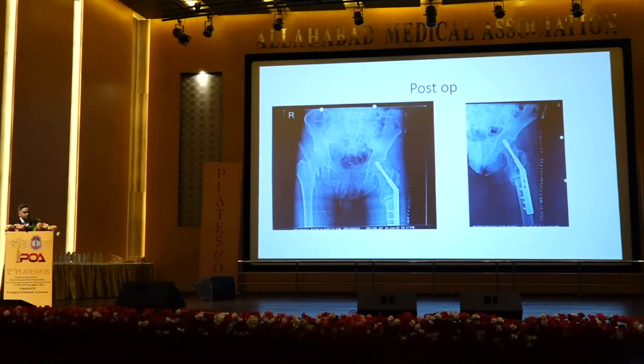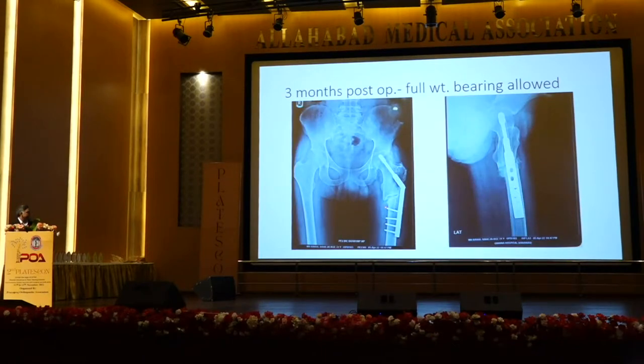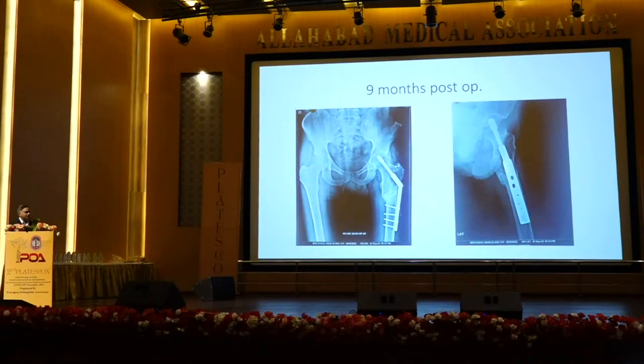So this was the immediate post-op. This was the X-ray at 6 weeks post-op. You can see a little bit of callus here and here, and some callus over here, so the patient was allowed partial weight bearing. On the 3 months post-op X-ray, a big callus is visible both anterior and posterior, so the patient was allowed full weight bearing. And this was the X-ray 9 months post-op. You can see complete healing of the fracture site.